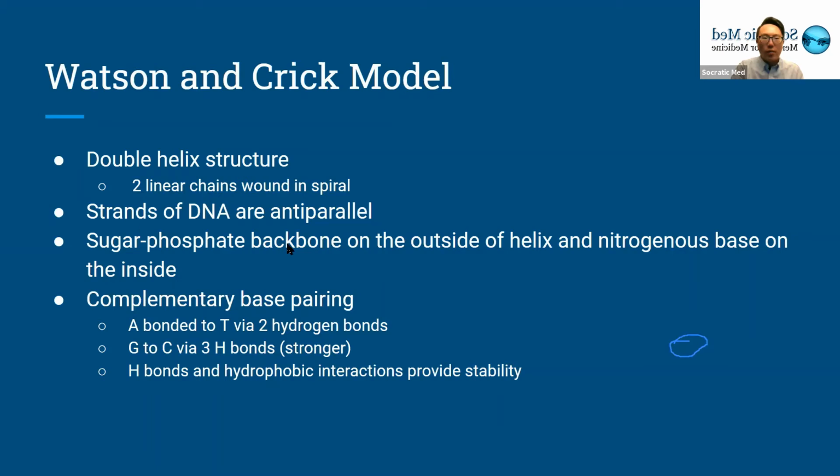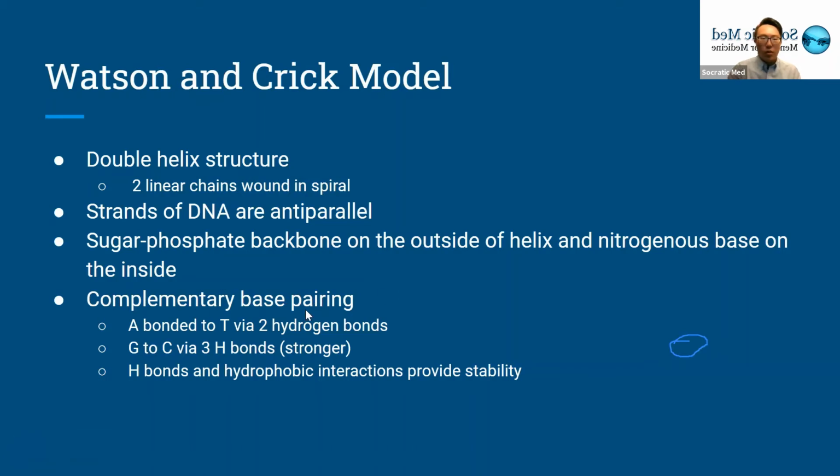And the strands of DNA are anti-parallel. So one goes in the 5' to 3' position, and then the other strand goes in the 3' to 5' position. And in the model, they found that the sugar and phosphate are on the outside of the helix, while the nitrogenous bases point on the inside of the helix.